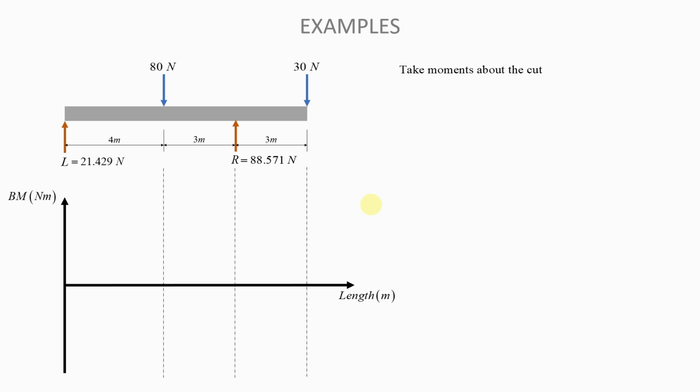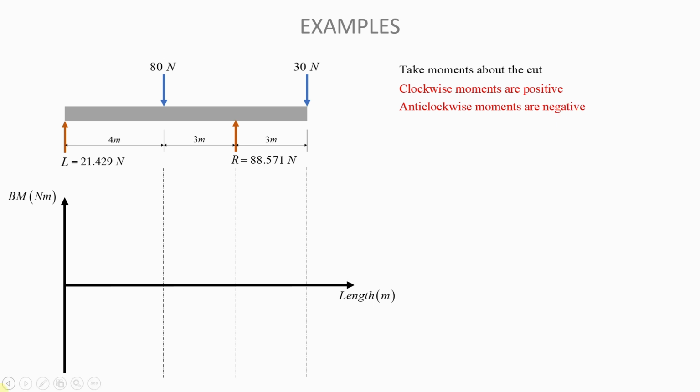Now, when you take your moments about the cut, what you need to understand is that clockwise moments are positive and anti-clockwise moments are negative. That is a convention that we use to be able to draw the bending moment diagram. So we're cutting our beam from left to right, and we will take our moments about the cut, bearing in mind that clockwise moments are positive, whereas anti-clockwise moments are negative.